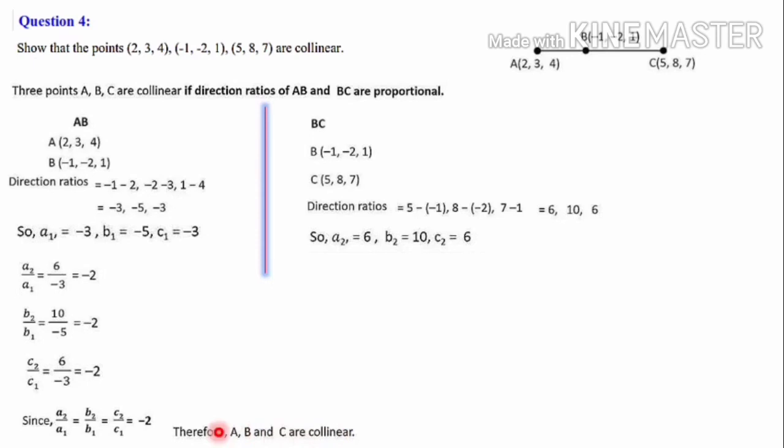So once again I want to tell you, please keep the condition in mind. If you want to prove 3 points A, B, C collinear, you have to take the points in a line and the 2 line segments AB and BC. Here we have got that the direction ratios of those line segments are proportional, means when you take their ratio it must be the same. Direction ratios of AB and BC are proportional.